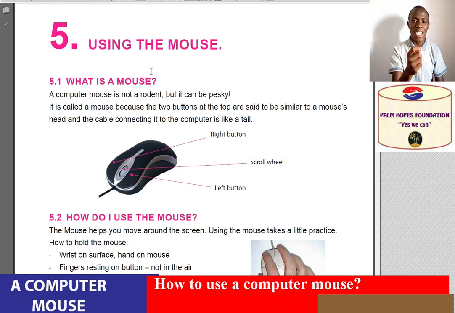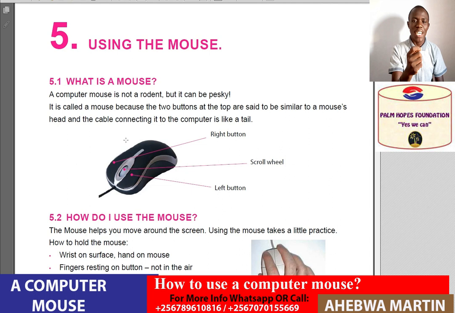We normally see a mouse as we are seeing it on the screen here. They say that a computer mouse is not a rodent. What do they mean? A rodent is a pest which normally eats up farmers' crops. But they are saying it can be pesky. It is called a mouse because the two buttons at the top are said to be similar to a mouse's head, and the cable connecting it to the computer is like a tail. They are talking about this cable here, that it is like a tail. Then its face, this is the face, is also like that of a rodent.